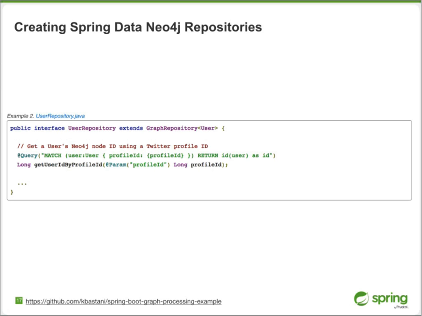So this reference application defines many custom Cypher query methods to extend the repository interface basic operations. Each one of these methods plays a role in the crawling algorithm that allows the application to discover new users.